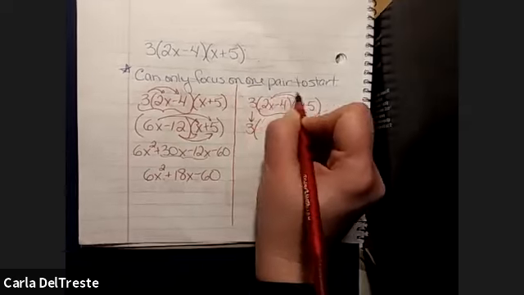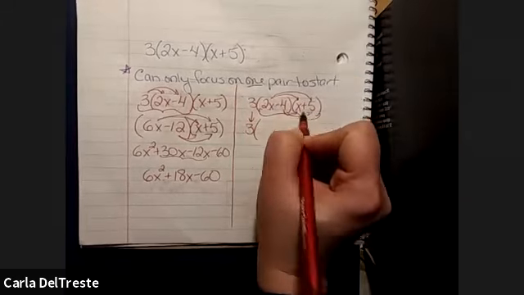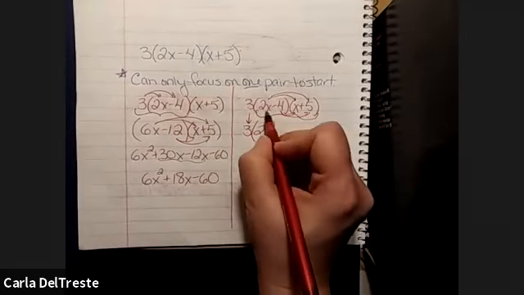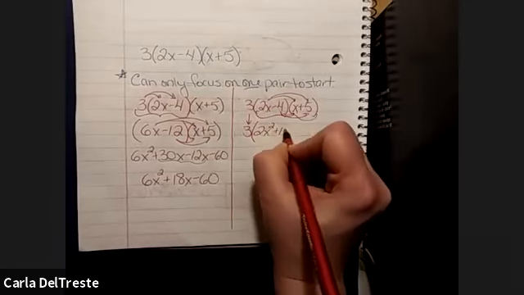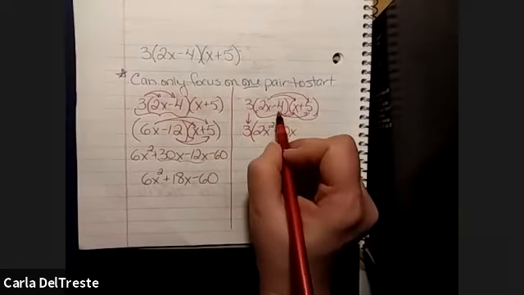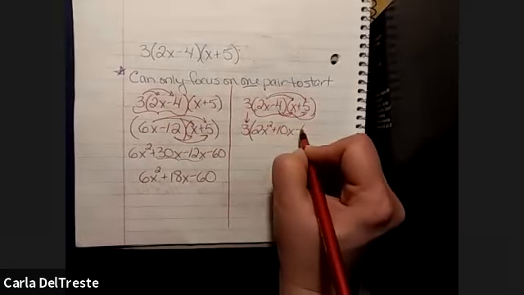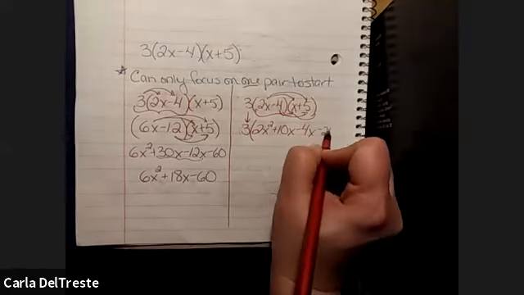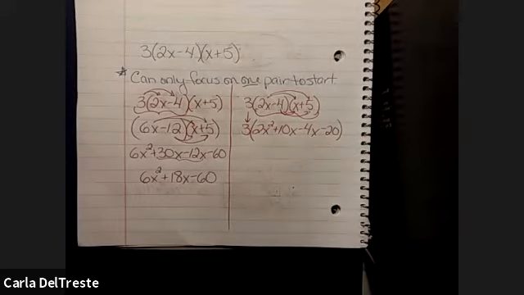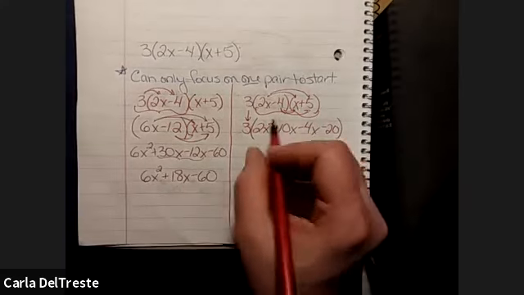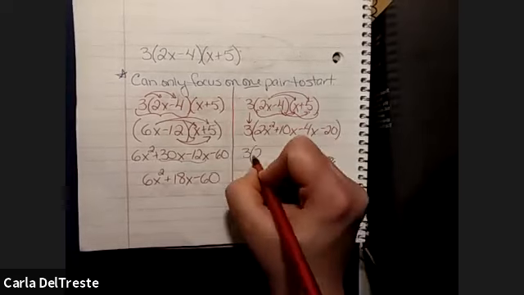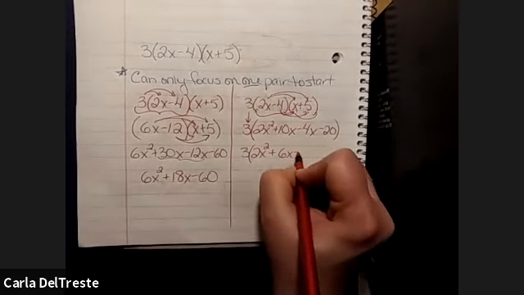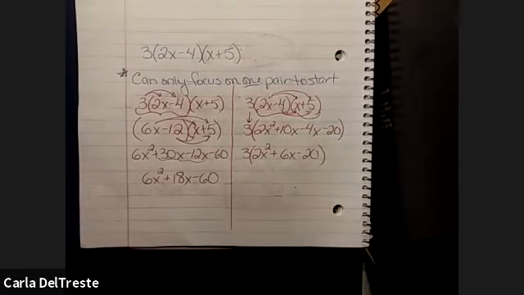If I do that, 2x times x is 2x squared. 2x times 5 is plus 10x. Negative 4 times x is negative 4x. And negative 4 times 5 is negative 20. Then I can combine like terms. And what's left inside is 2x squared plus 6x minus 20.